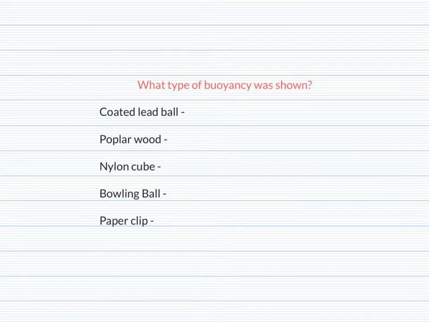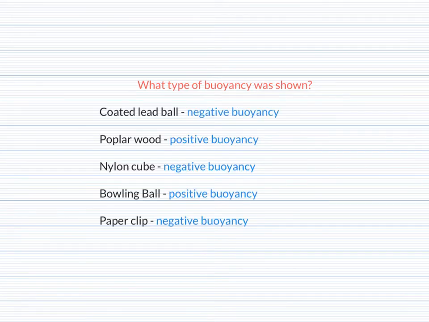Let's talk about those 5 objects we threw into the sink today. In your notebook, write down those same 5 objects that we placed into the sink and tell me what type of buoyancy was shown. Was it positive, negative, or neutral? Take a moment, pause the video, and write these down in your notebook. Notice how none of them are neutrally buoyant, and that's because none of these objects suspended in the water. They may have taken a longer time to sink and then come back up to the top, but none of these objects actually suspended.